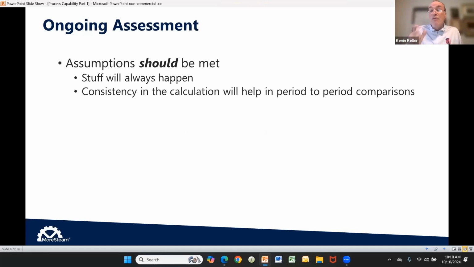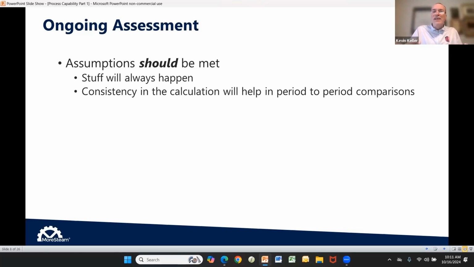But in reality, stuff happens. It happens every single day. We have a new lot of material that we're using, and all of a sudden there's a subtle shift in our process average, or we have some sort of unusual event or an outlier or whatever. Stuff happens all the time.